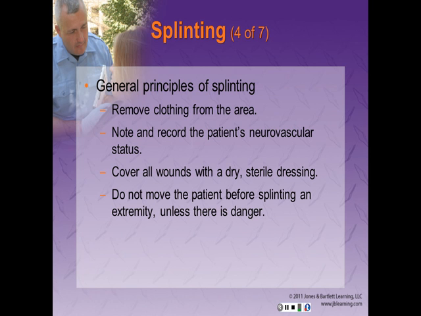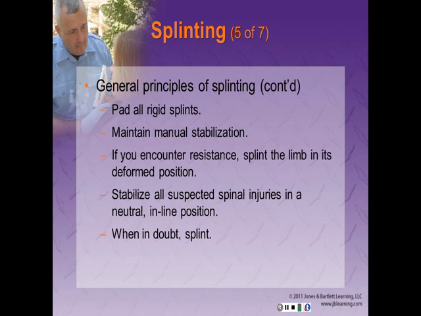In a suspected fracture of the shaft of any bone, be sure to stabilize the joints above and below the fracture site. With injuries in and around the joint, be sure to stabilize the bones above and below the joint. Pad all rigid splints to prevent local pressure and discomfort to the patient, and while applying the splint, you should maintain manual stabilization to minimize movement of the limb and to support the injury site.